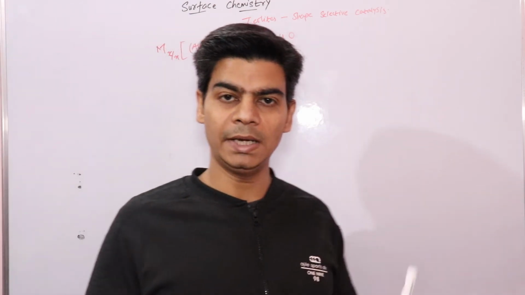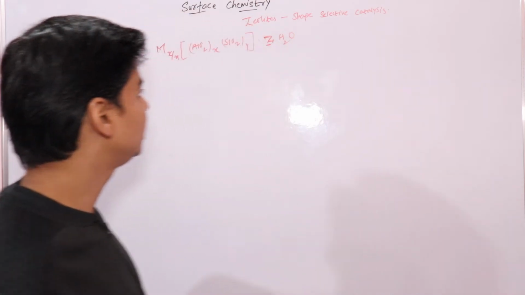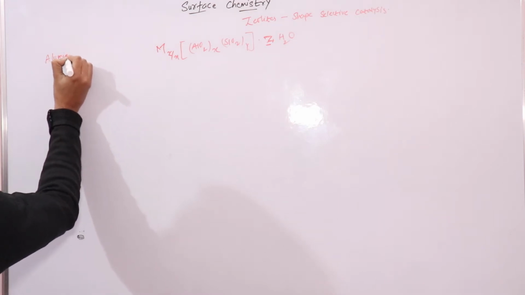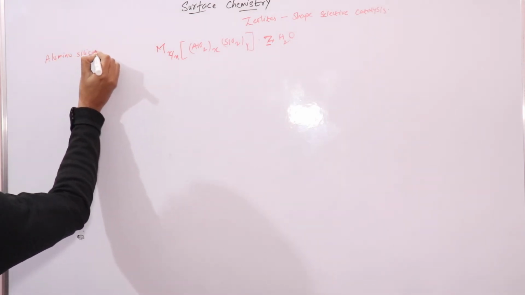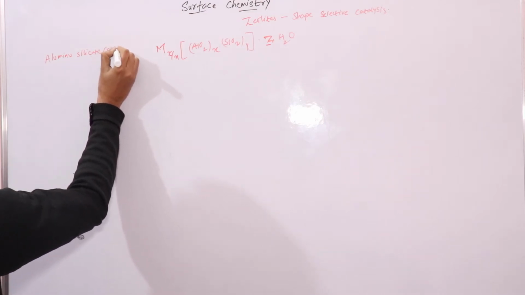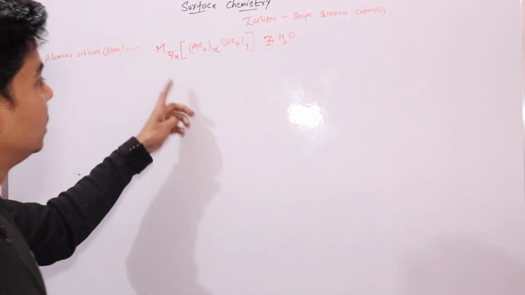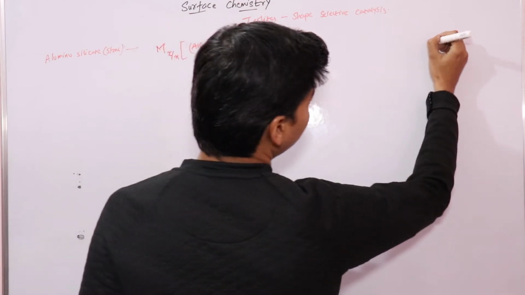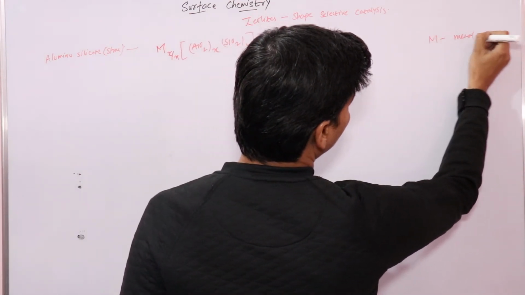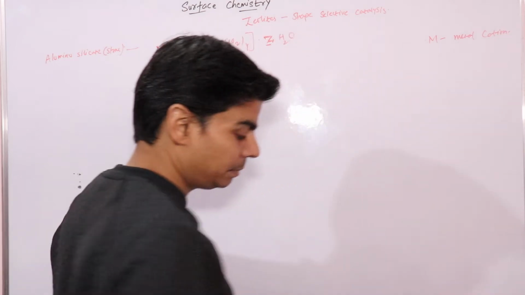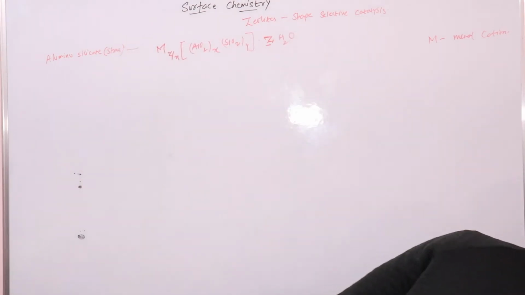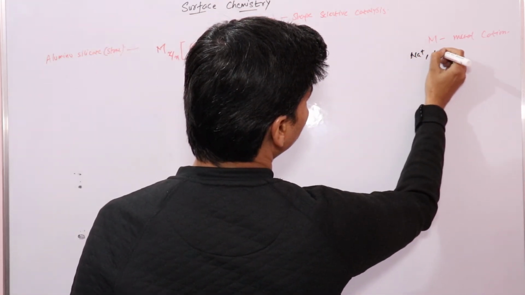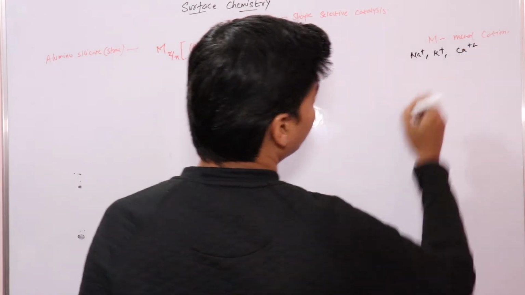Zeolites are aluminosilicates, which are stones. So zeolites are stones with this general formula, where M represents the metal cation, which may be sodium, potassium or calcium. Generally or usually these metal cations are sodium, potassium or calcium.